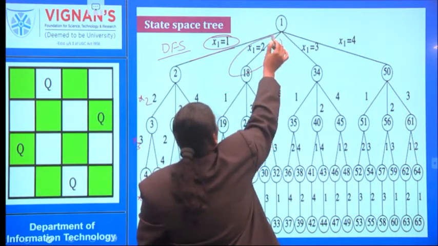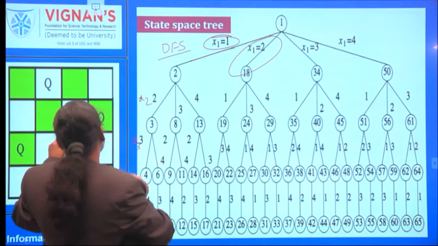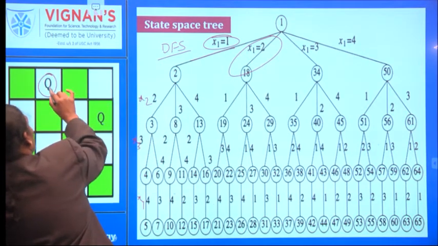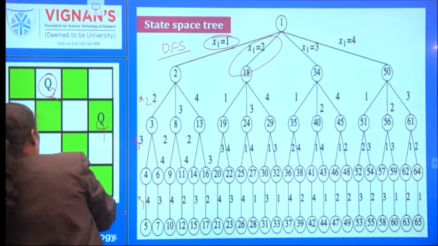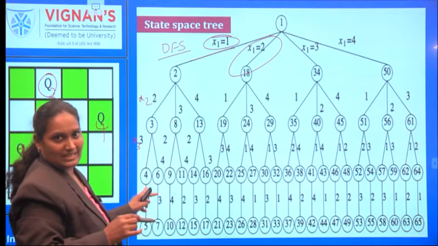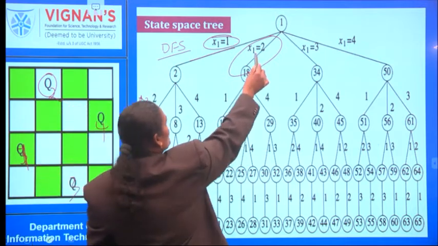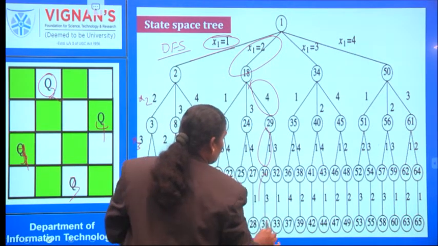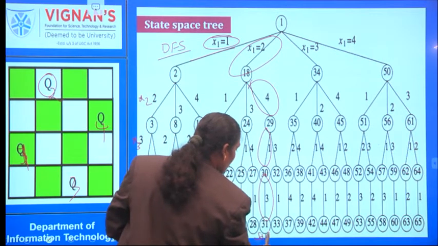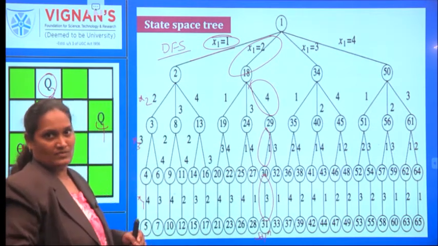2. Placing of first queen in the second. This is the solution: 2, 4, 1, 3. 2, 4, 1, 3 becomes a solution. That is 2, 4, 1, 3. This becomes one of the solutions of the n-queens problem.